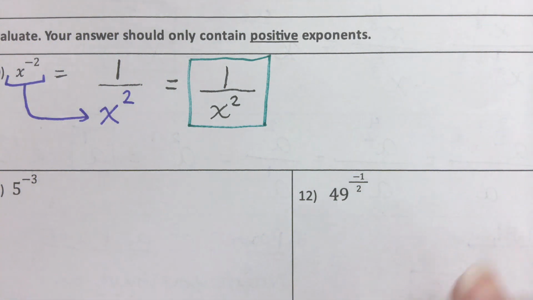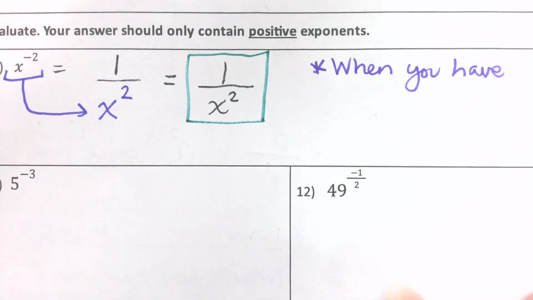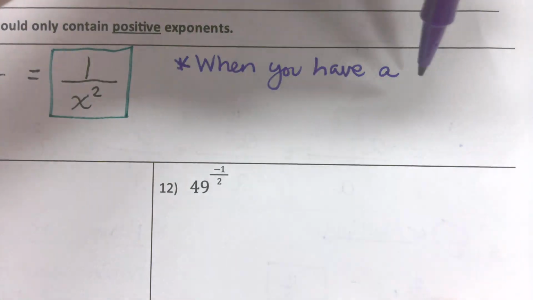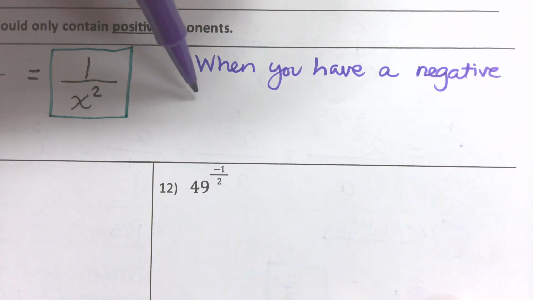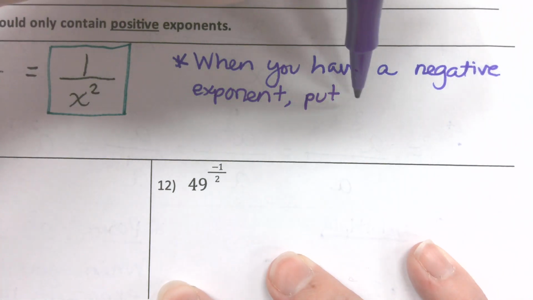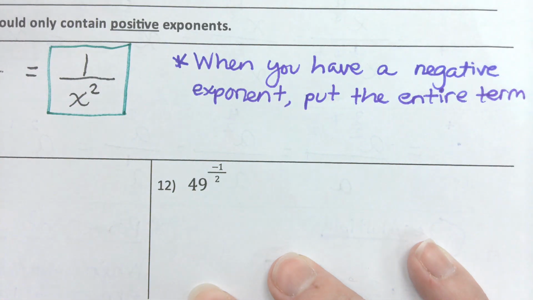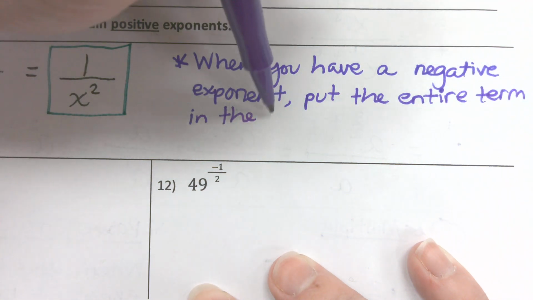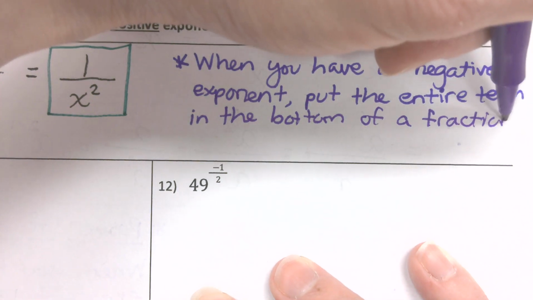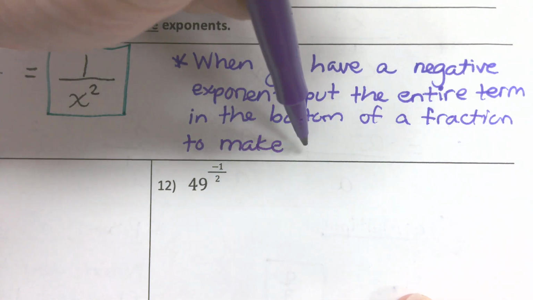On the side here, I'm going to write down basically what I just did. When you have a negative exponent, put the entire term in the bottom of a fraction to make it positive, to make the exponent positive.